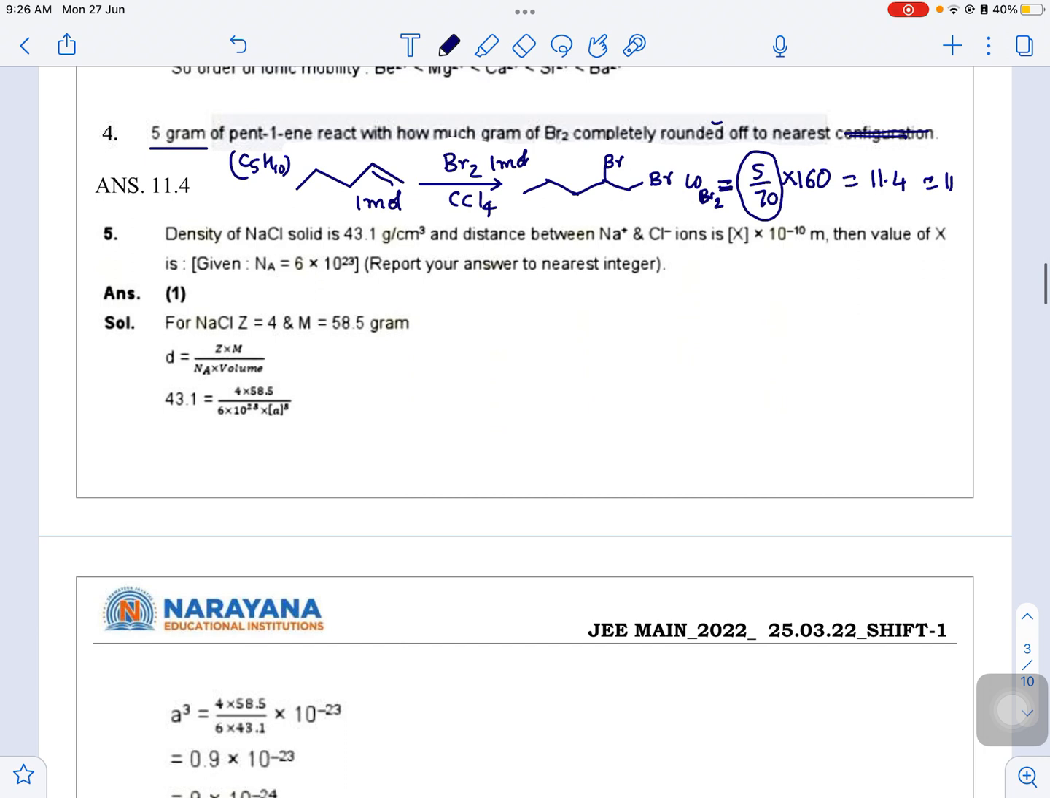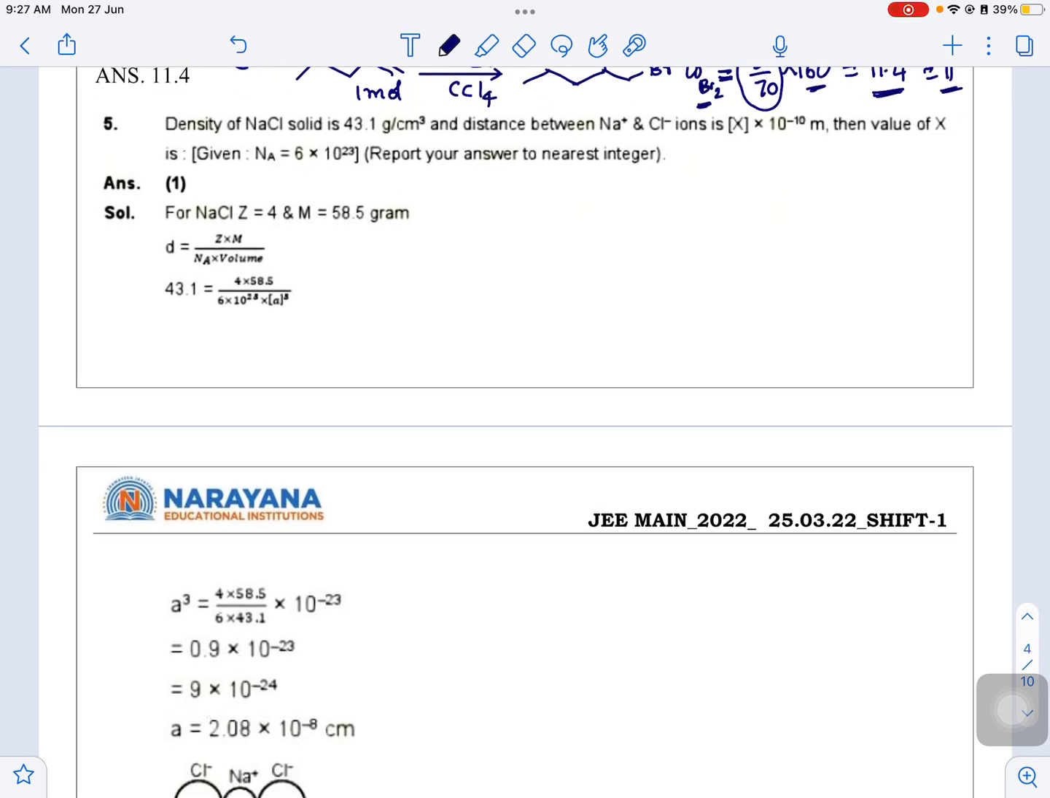Next question is, 5 gram of pentene reacts with how much of Br2 completely? When 1 mole of alkene reacts with 1 mole of Br2, we get the addition product. So number of moles of pentene given is 5 by 70. Therefore the moles of Br2 is also 5 by 70. So weight of Br2 will be 5 by 70 into 160. That is coming around 11.4, so nearly 11 grams.